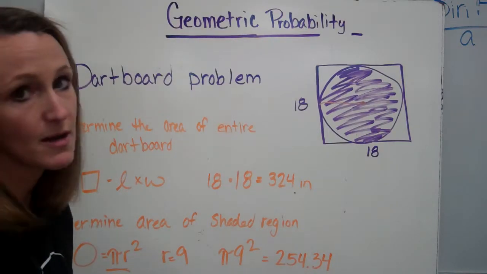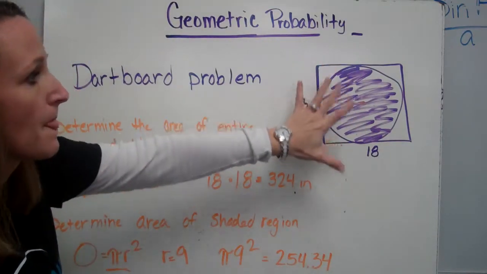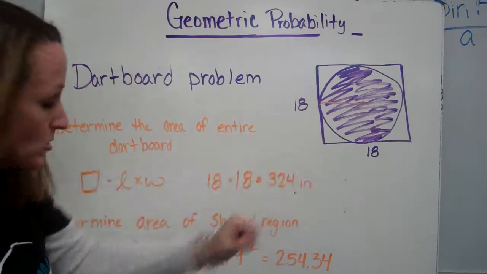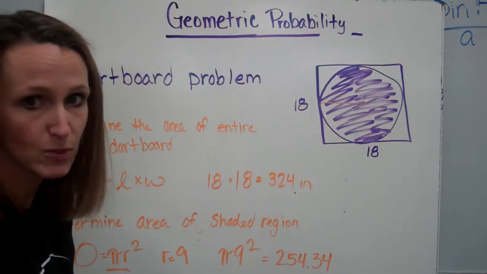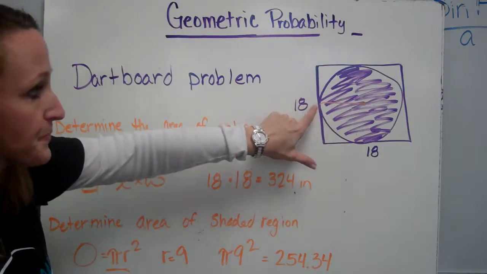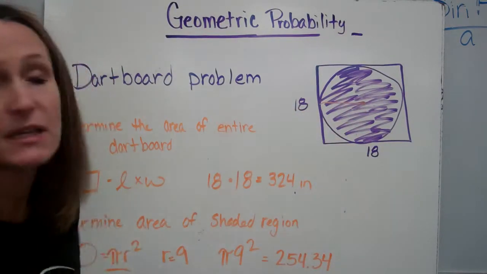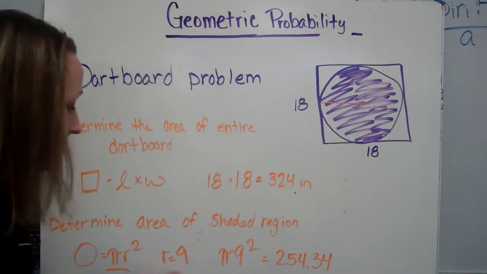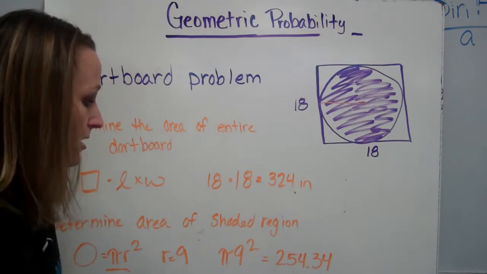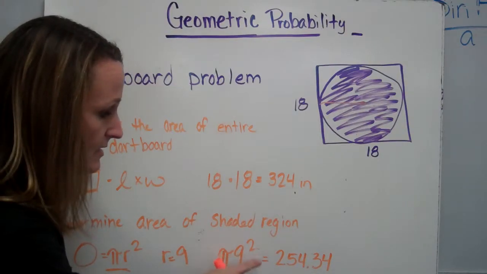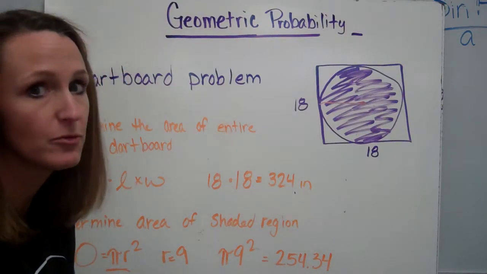Next, we have to determine the area of the shaded region. Well, it's a circle. We have no information on it to start with, but you know the formula for a circle is pi r squared. So if you look up here, if we draw a radius over there, you'll notice it's half the length of the bottom of this. So that means our radius is going to be 9. So to get our answer, we would do pi times 9 squared, which gives us 254.34.